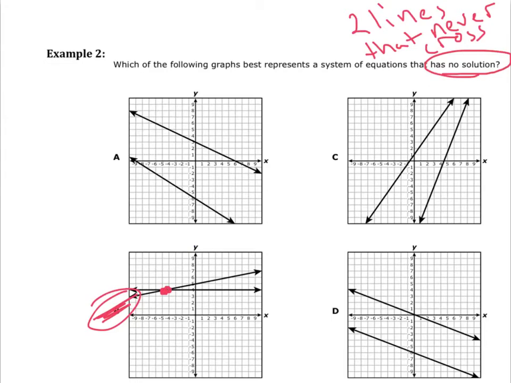Let's look at A. A is decreasing, but if we continue the line this way, we continue this line this way, we see that eventually those two lines are going to cross each other, so we know it's not A. We know it's not going to be C for the same reasons, because the slopes are not the same. And then with D, we have two lines that both have the same negative slope. They both go down 2 and over 5.